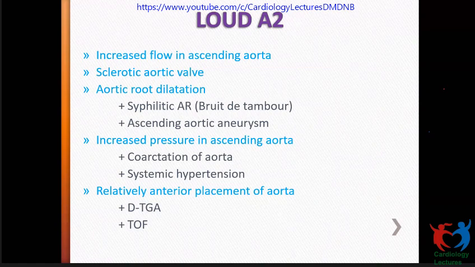So in rheumatic AS, A2 is soft. In bicuspid AS, 1/3 normal, 1/3 soft, 1/3 loud, depending on the dilatation of the aorta. Anywhere the aorta is dilated, A2 becomes loud. Anywhere the aorta is anterior, A2 becomes loud, including in TOF. Okay, in TOF also A2 is loud.